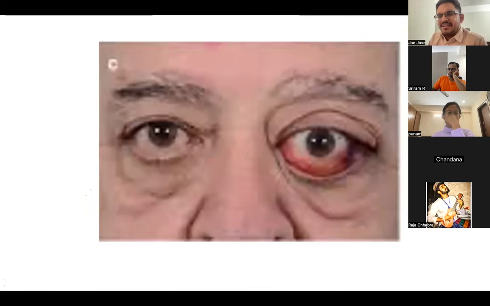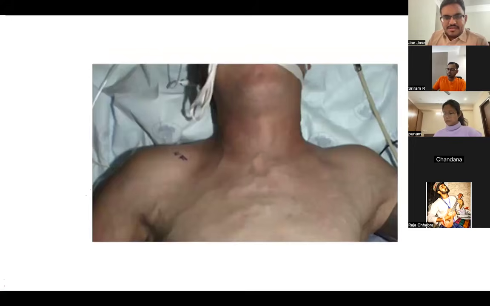Then, rarely, breast cancer in females or thyroid cancer can also metastasize to the orbit, and you'll also have some other causes like optic nerve glioma that I mentioned. Okay, so moving on to the next question.